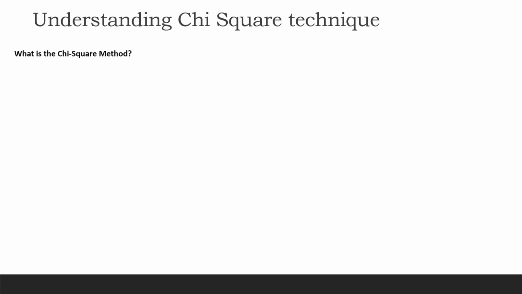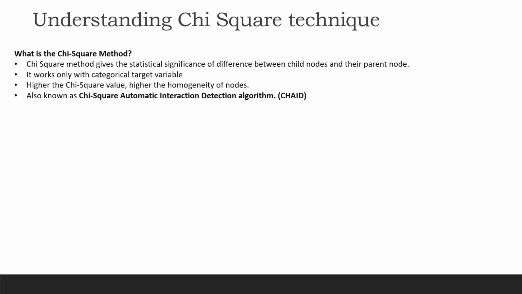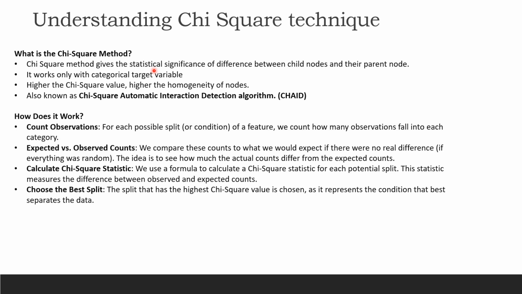So now moving on to the chi-square technique. This is the fourth technique in our presentation. What is the chi-square method? The chi-square method gives us the statistical significance of the difference between child nodes and parent nodes. In essence, every method is giving us a difference between child and parent node in some way. So this is a statistical measure we are using between expected and observed values. This is one way of doing it. Previously, we have done it with probabilities, and we have used various other metrics using various other basic variables. How does it work? We will see in detail.